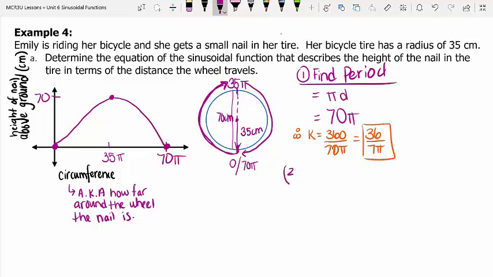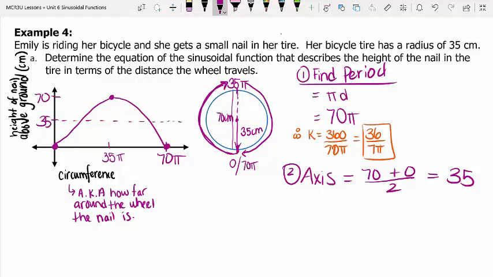So the other key points we have to find are the equation of the axis. That's the maximum value plus the minimum value divided by 2. So the axis is at 35, which is going to be right here. Now the axis is the same as the q value in the equation.